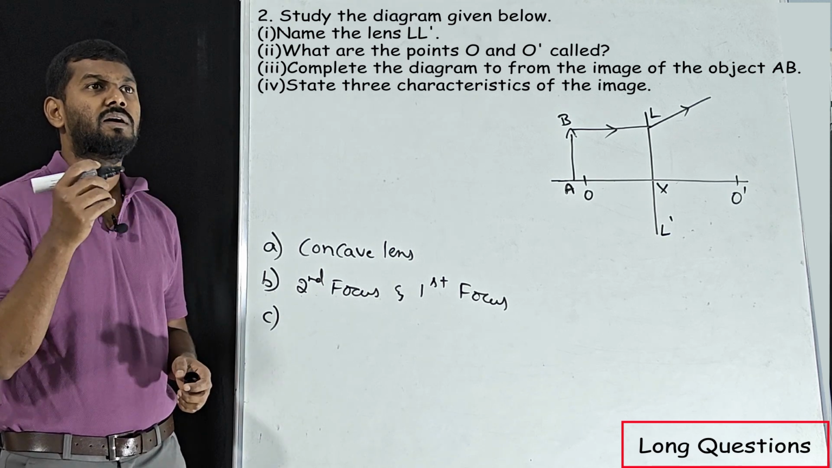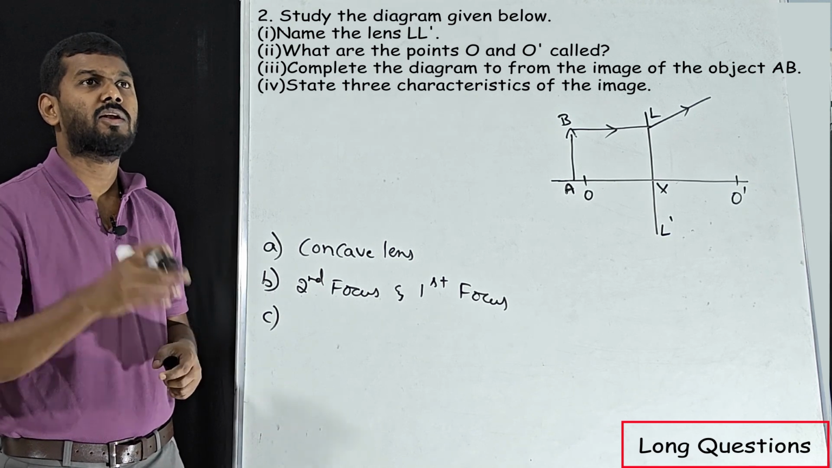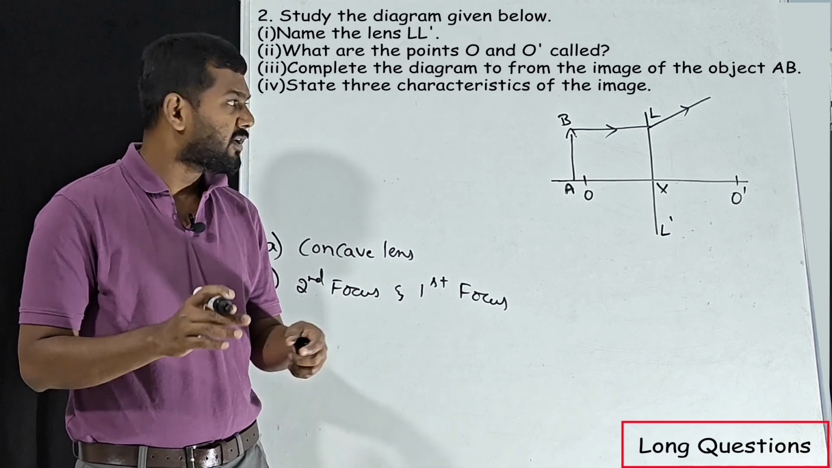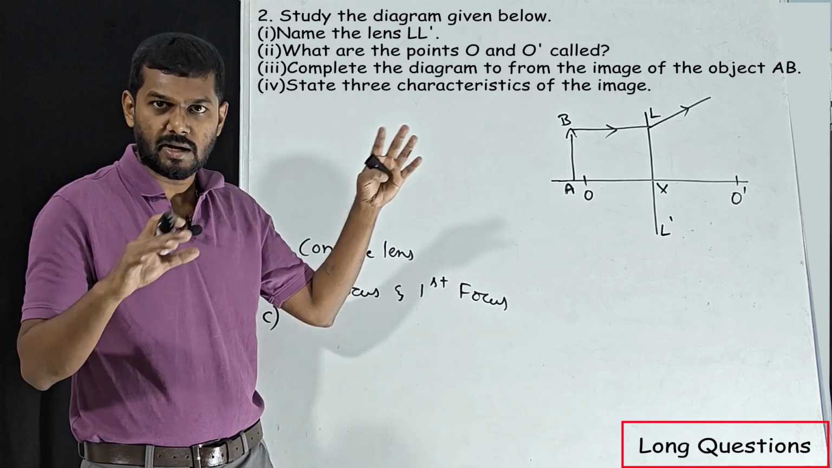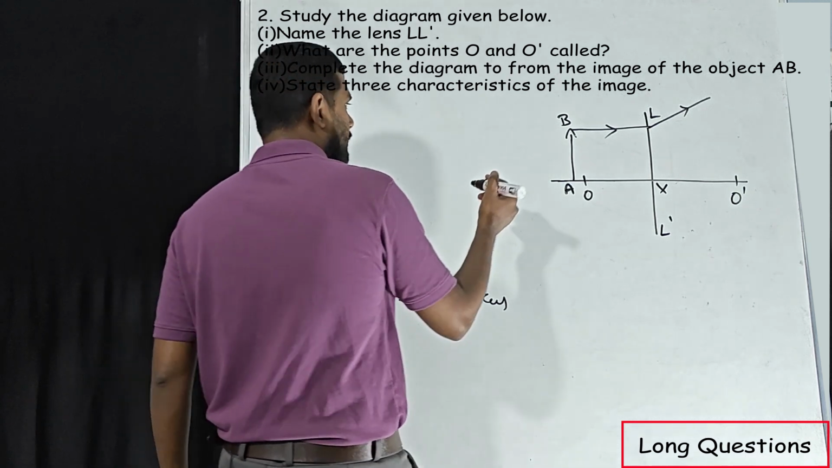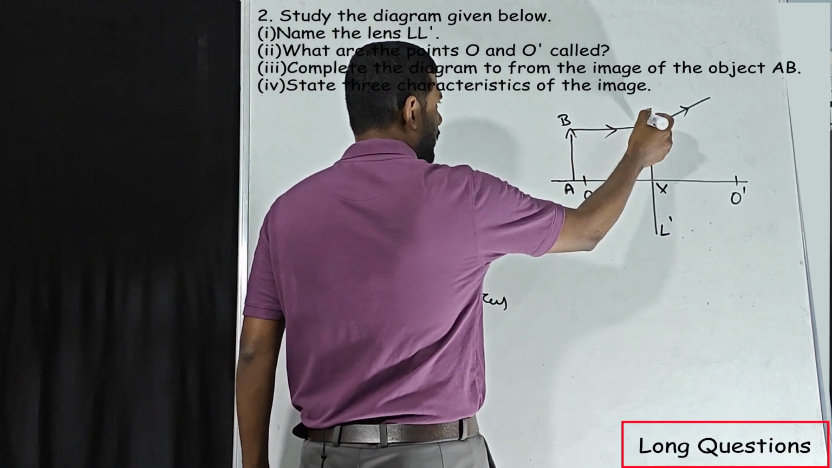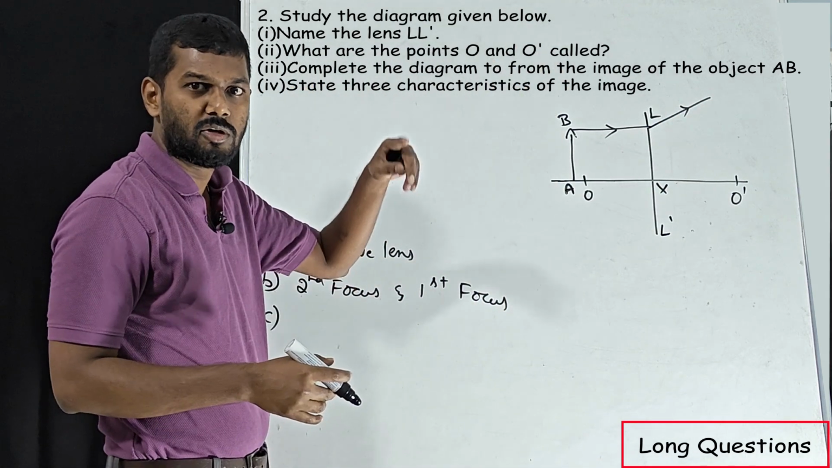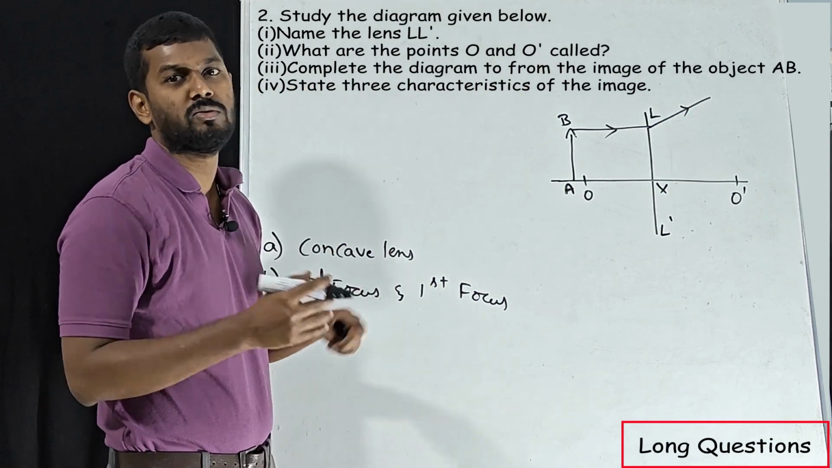Third one, complete the diagram to form the image of an object AB. Here you have to be very careful. Even though the diagram is correct, first we'll complete the diagram, then I'll teach you that. Here we know everything is going to be diverging in nature, correct?